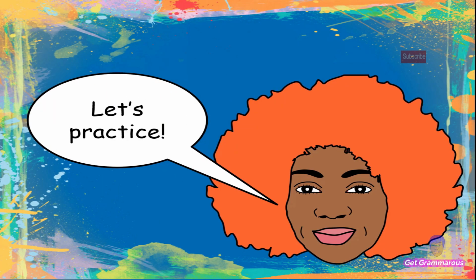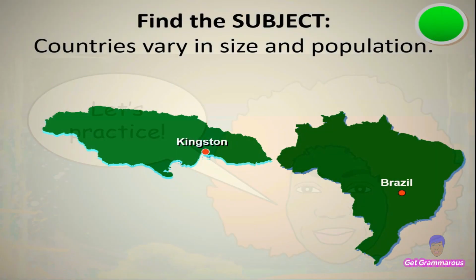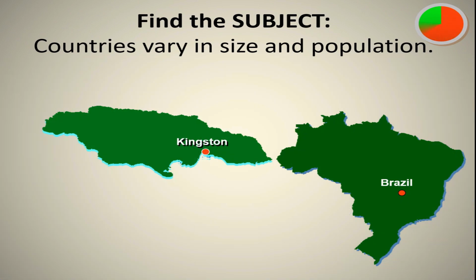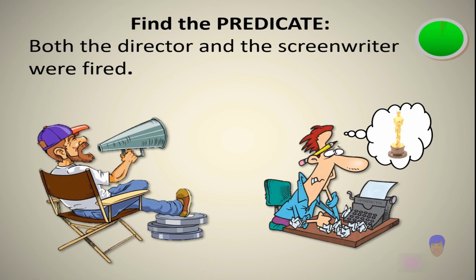Let's practice. Find the subject or the predicate in each sentence. Let's go. Countries vary in size and population. What's the answer? What's the subject in this sentence? The subject is countries. Both the director and the screenwriter were fired.